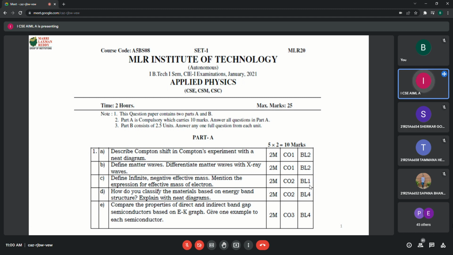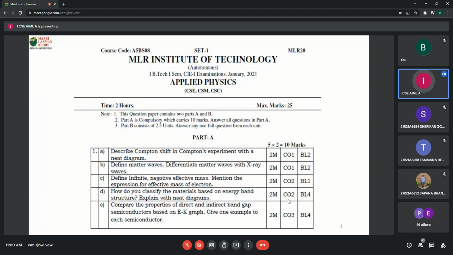Bloom's level 1 is asking about definitions, what is this, what is that, the lowest level actually. Okay, so 3 is the apply level, 4 is the analysis level, 5 is the evaluation level, and the sixth level is the creation level, like that there are some levels. While framing the question paper, the concerned subject faculty will take care about which level of questions are to be given, which levels of questions to be prepared.